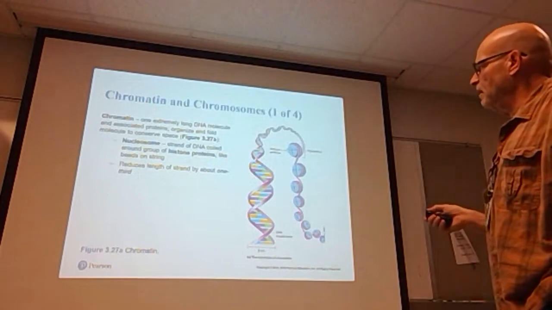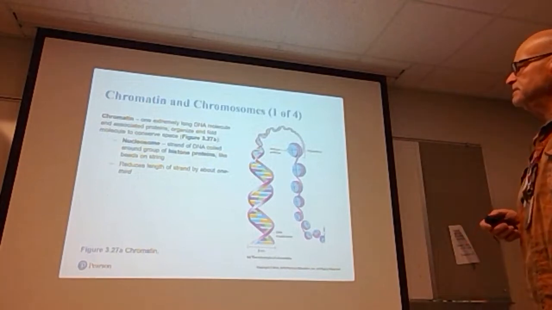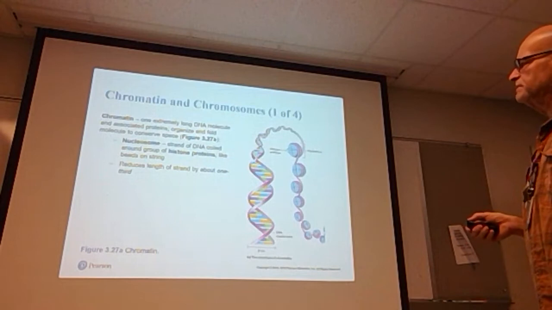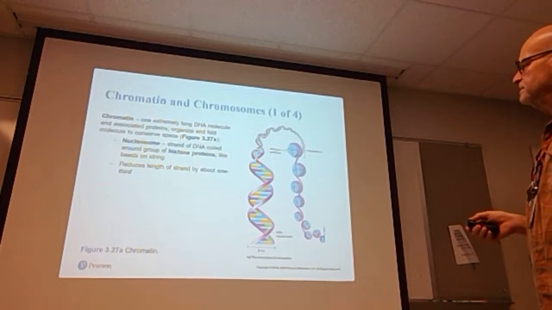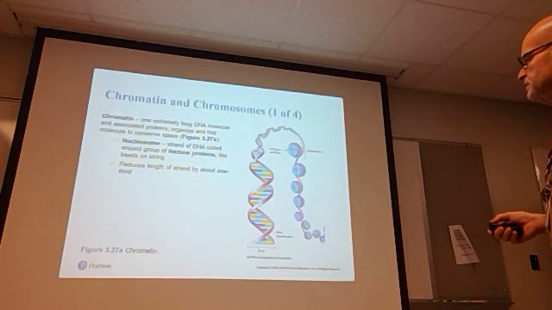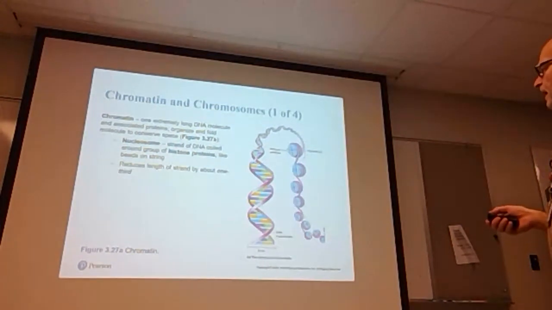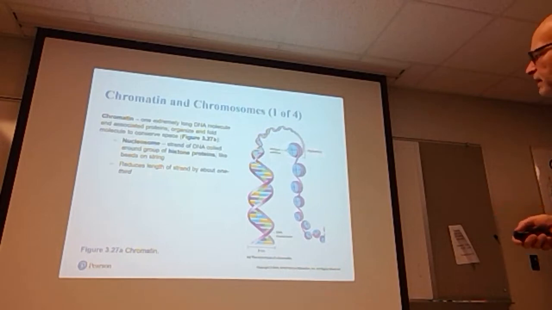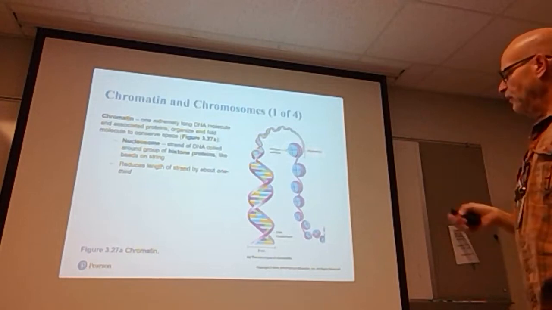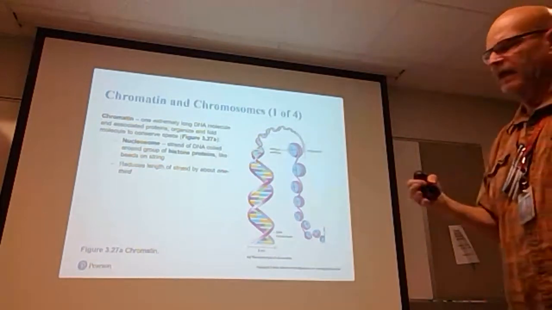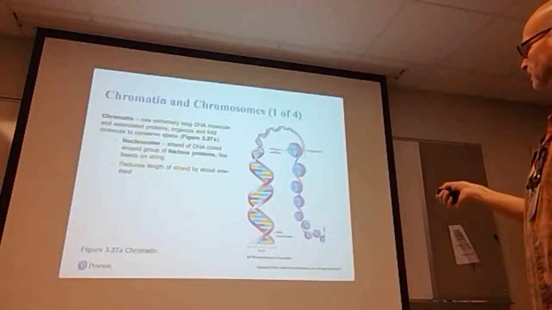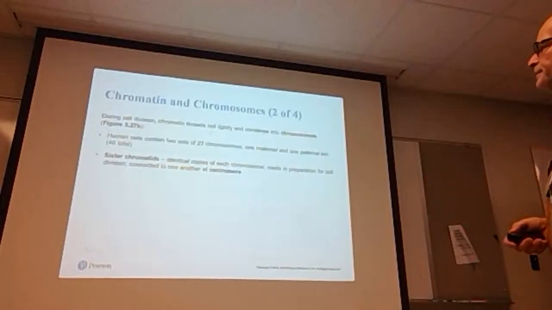Chromatin is an extremely long DNA molecule and its associated proteins. It is designed to organize and fold the molecule to conserve space. The nucleosome is a strand of DNA coiled around a group of histone proteins. So this is the nucleosome surrounding the histone protein. By doing this, you reduce the length of this strand by approximately a third. So you can put 3 times as much length in a given space by the cell wrapping the DNA.